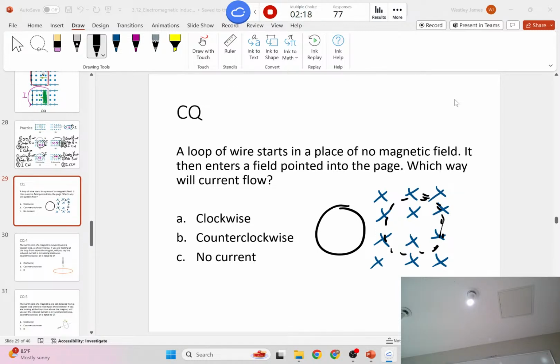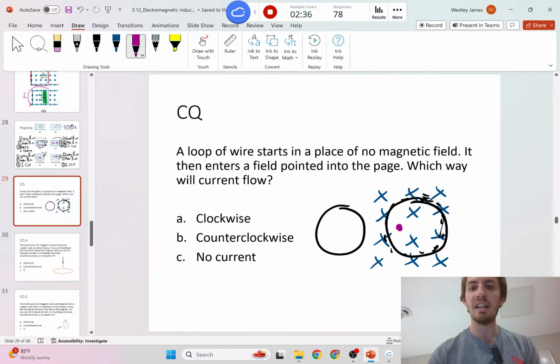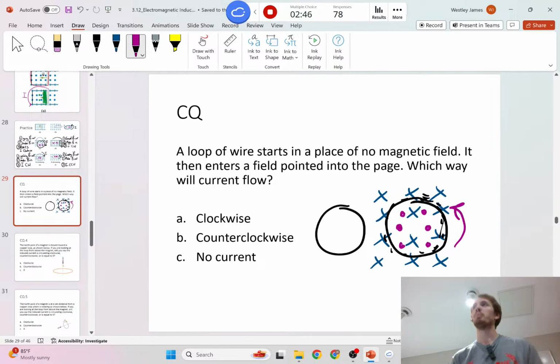I'll leave it open. I did show the responses. Okay, so I'm getting extra field lines pointed into the page. I don't want extra field lines pointed into the page. How do I oppose that? When my loop is now over here, I say, no way, Jose. Get out of here. I'm going to make some magnetic field lines pointed out of the page because I don't want it. How do you make that happen? Right hand rule 2.5, thumb pointed out, curl your fingers, woohoo. Counterclockwise.